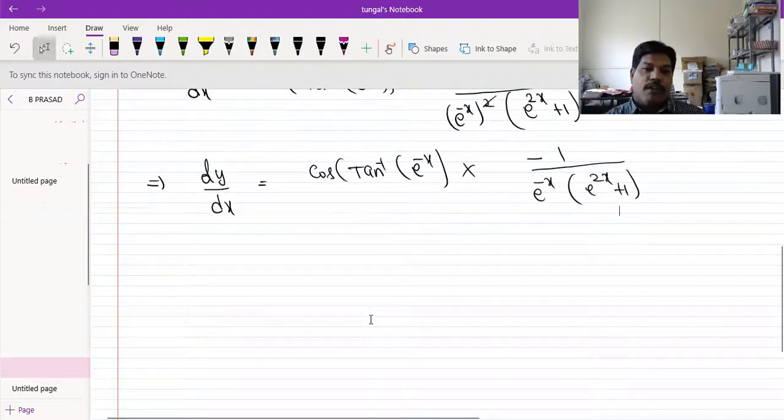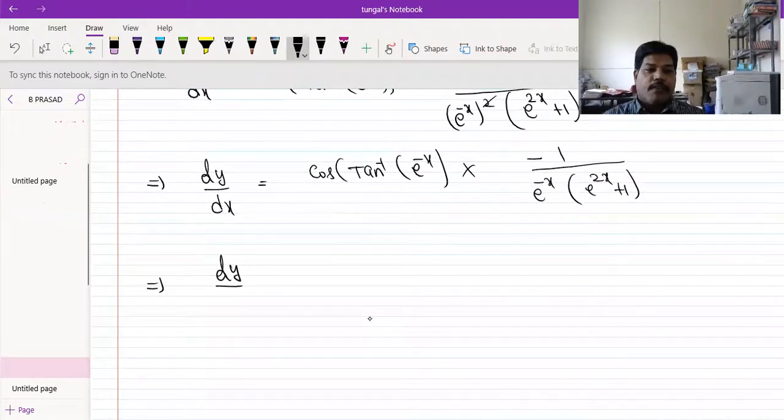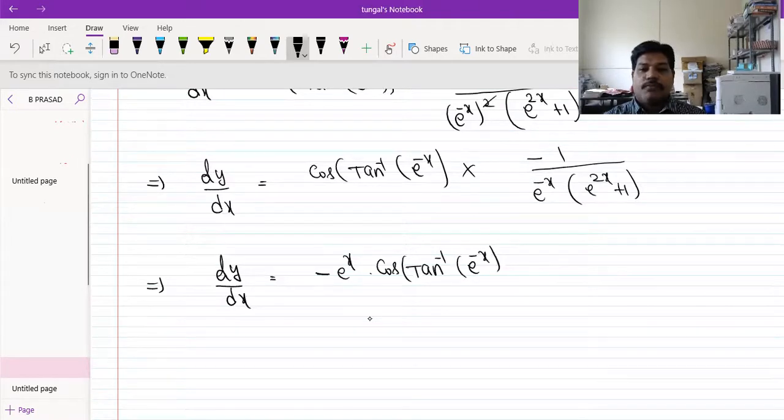And I will do one more step here, students. What is that? dy by dx is equal to, take this e power minus x to the numerator, it will become e power x. So already minus is there. So how can you write that? Minus e power x into cos of tan inverse of e power minus x, whole by 1 plus e power 2x.